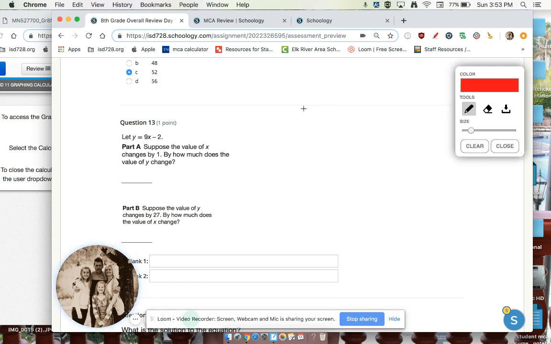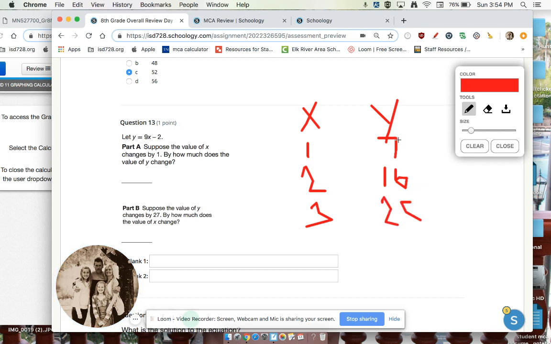So I'm going to analyze what happens to my y as I increase my x by 1. So it says, suppose the value of x changes by 1, how much does the value of y change? So if my x is 1, then y is 9 times 1 is 9, take away 2 is 7. Okay? If my x is 2, because I have to increase by 1, y would be 9 times 2, 18, minus 2 is 16. If my x is 3, what happens to my y? And so I would go 9 times 3 is what? 27 minus 2 would be 25.